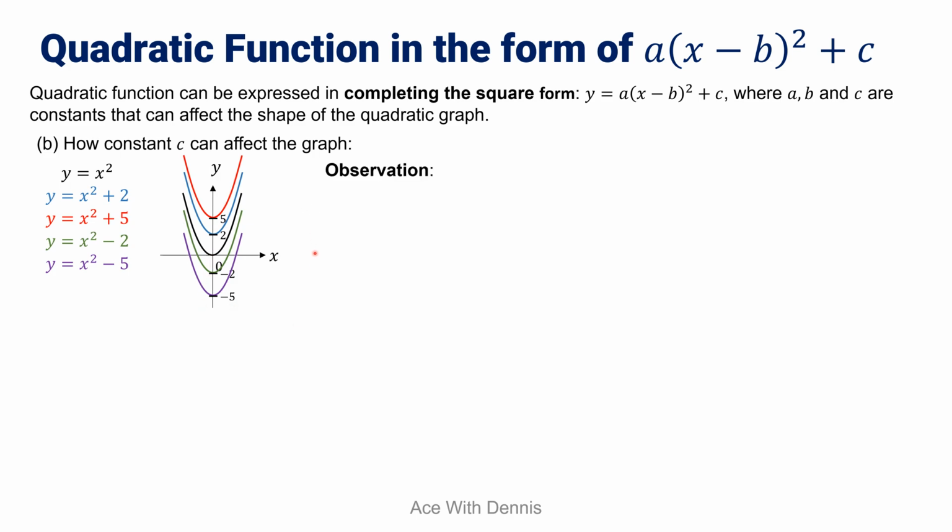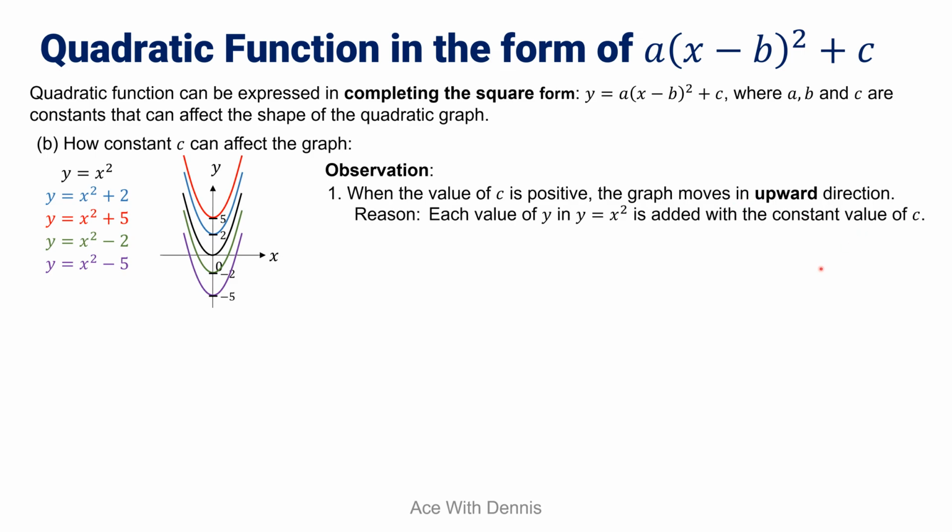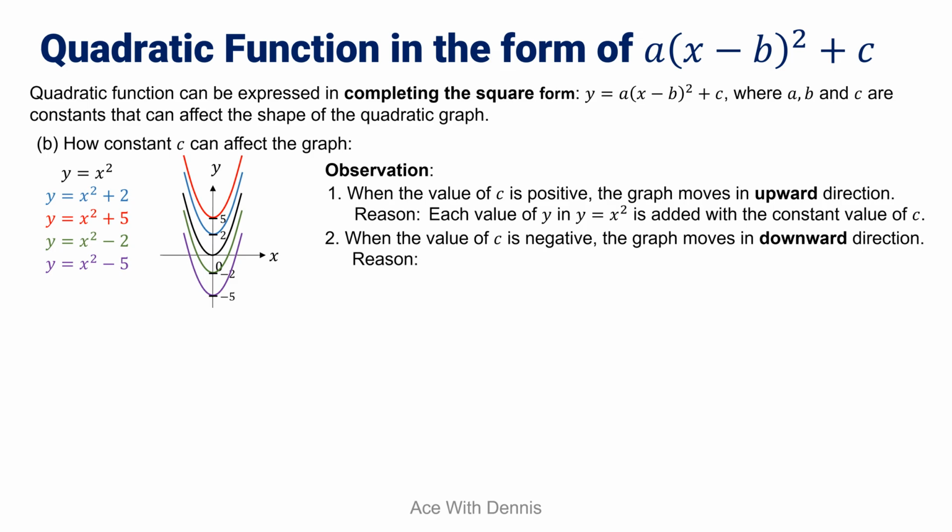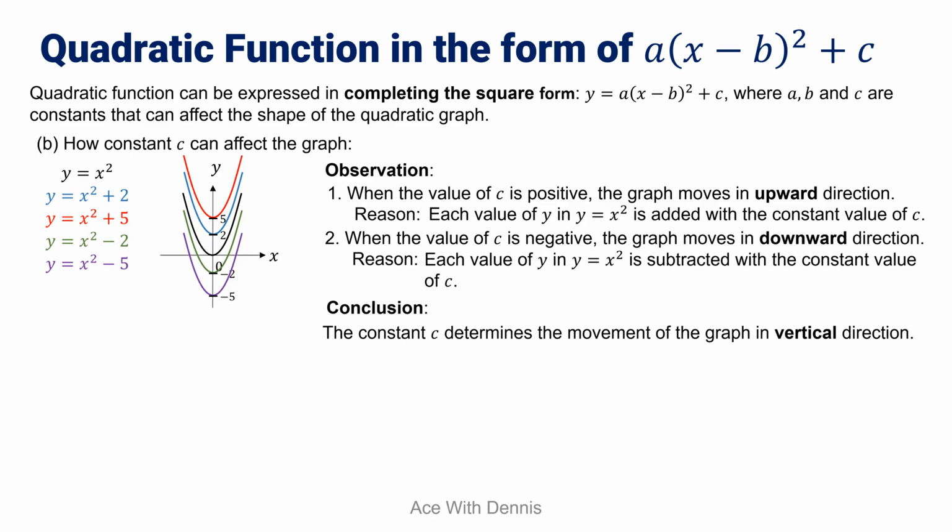So the observation that we can see from here is, number 1, when the value of c is positive, the graph moves in the upwards direction. The reason is because each value of y in y equals x squared is added with the constant value of c. Next, when the value of c is negative, the graph moves in the downward direction. The reason is because each value of y in y equals x squared is subtracted with the constant value of c. The conclusion that we can make from here is that the constant c determines the movement of the graph in the vertical direction.